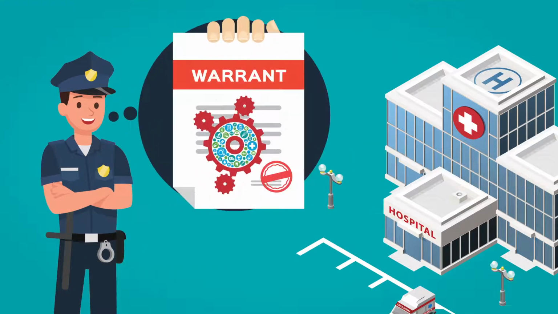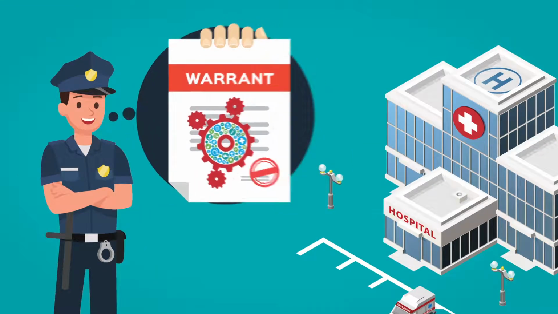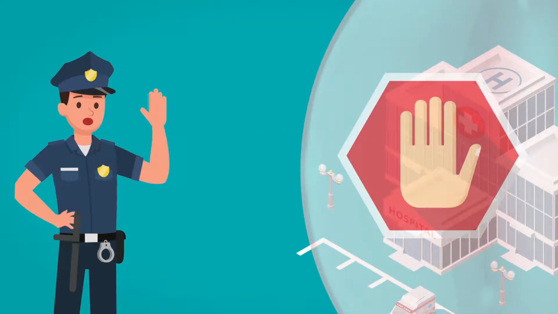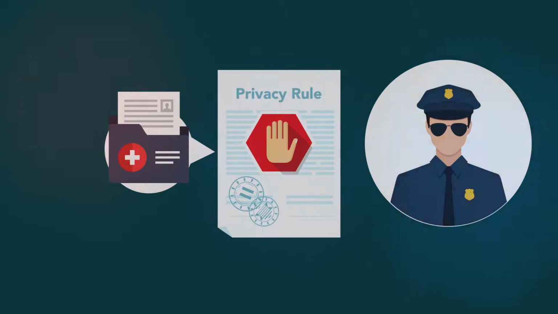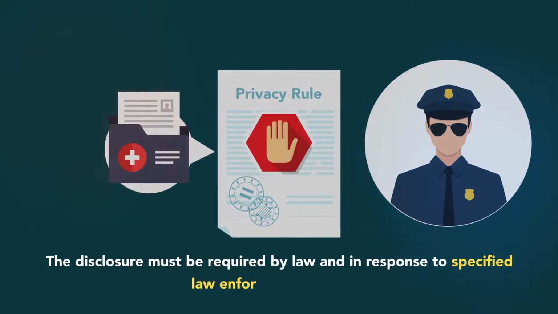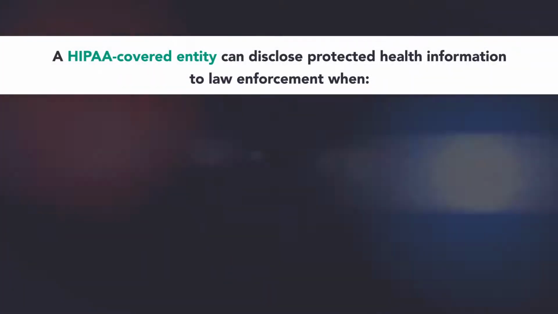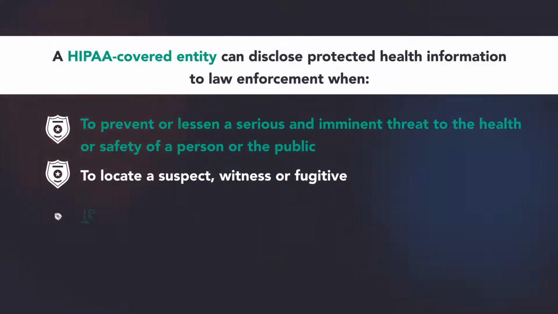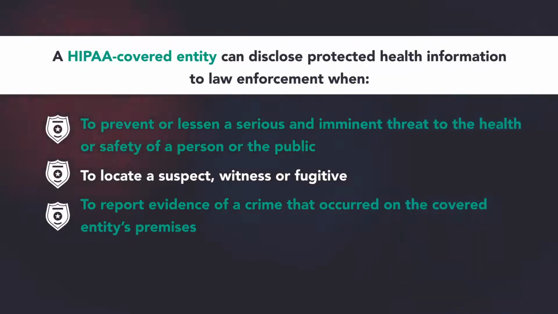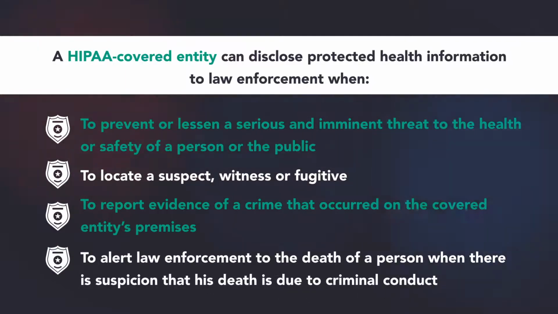Under the fifth exception, a HIPAA-covered entity can disclose protected health information to law enforcement without authorization. Law enforcement authorities often need protected health information to perform their jobs, but this exception isn't a blanket permission for police or other authorities to access protected health information whenever they want. The privacy rule limits the disclosure of protected health information for law enforcement purposes by setting forth that the disclosure must be required by law and in response to specified law enforcement activities. For example, such a disclosure is permitted to prevent or lessen a serious and imminent threat to the health or safety of a person or the public, to locate a suspect, witness, or fugitive, to report evidence of a crime that occurred on the covered entity's premises, or to alert law enforcement to the death of a person when there is suspicion that his death is due to criminal conduct.